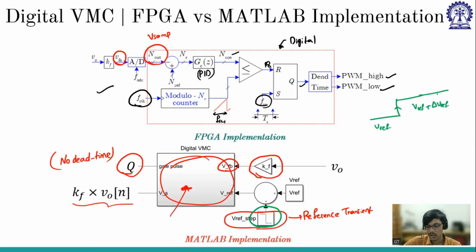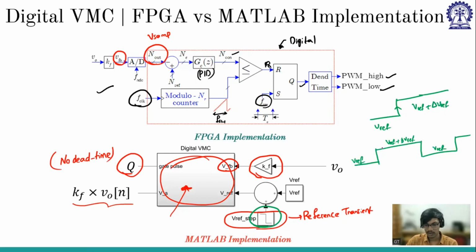But you are free to give a square function for the V reference. So this will be V reference plus delta V ref, again V reference. So this can be done. So we have that flexibility. Sir had only wanted to give a step function, so he had given a step function, but you can use a square pulse and you're free to give.